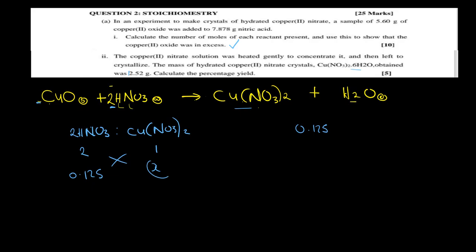So we're trying to find the moles of copper nitrate. When you multiply there, that will be 2x equals 0.125, so you divide throughout by 2. So our x now will be 0.0625 moles. These are the moles needed.